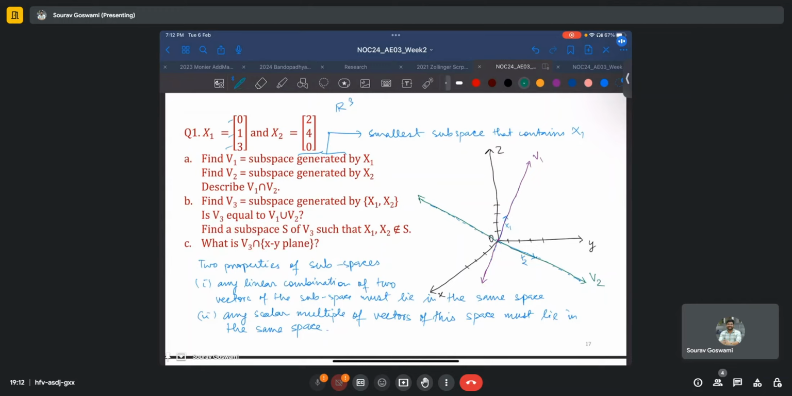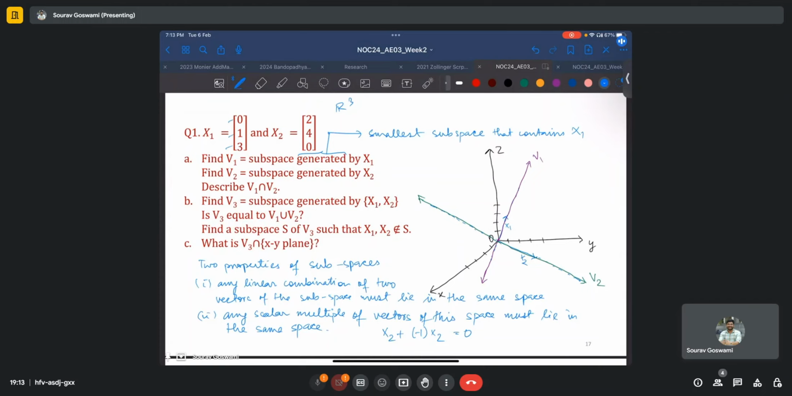Why is passing through the origin important? Because otherwise, if you have the linear combination, say x2 plus minus 1 times x2, this will equal 0. If your straight line does not contain or doesn't pass through the origin, then this linear combination is no longer contained in the same subspace. Thus, your line will cease to be a subspace of the given vector. Thus, v1 and v2 are the subspaces generated by the given vectors.